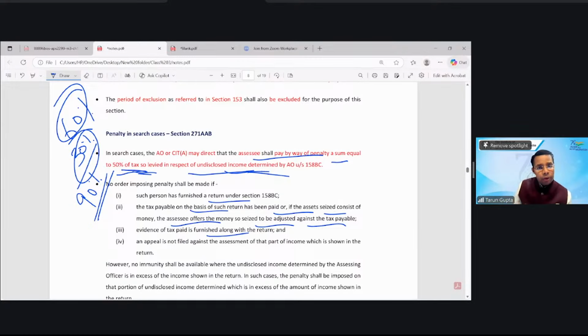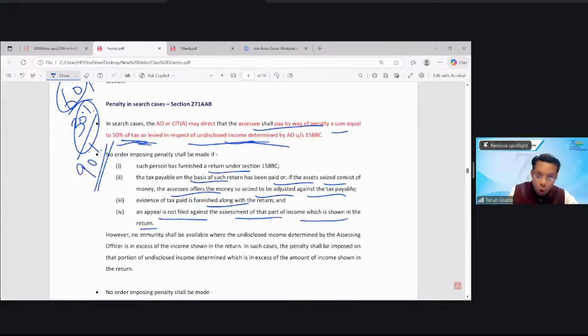Evidence of tax paid is furnished along with the return, and an appeal is not filed against the assessment of that part of income which is shown in the return. So, if the assessee has shown some undisclosed income in the return, then the penalty on such undisclosed income shall not be levied if he has paid the tax and he has not filed an appeal against such part of undisclosed income. However, no immunity shall be available where the undisclosed income determined by the AO is in excess of the income shown in the return.